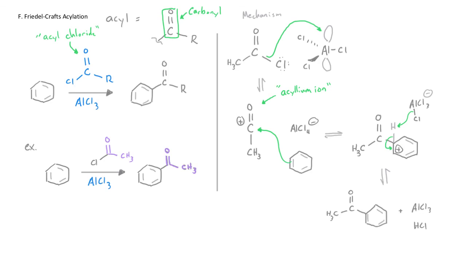With that, I'm going to end this lesson. In the next lesson, we'll learn a little bit more about aromatic reactions and what happens if we already have substituents on an aromatic ring and we want to perform some of these EAS reactions.